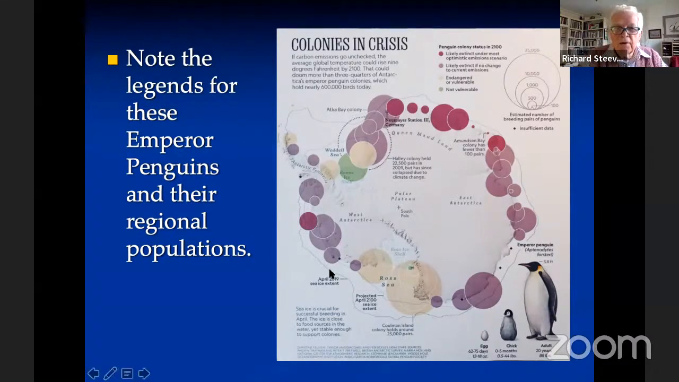These color codes are interesting. The deeper the purple, the more likely to become extinct. The lighter the purple, less likely to become extinct if we can slow it down to the current emissions. Beige color, endangered but vulnerable, and pale green, not vulnerable. Only one of these colonies of emperor penguins is pale green. All the rest are either endangered or likely to go.